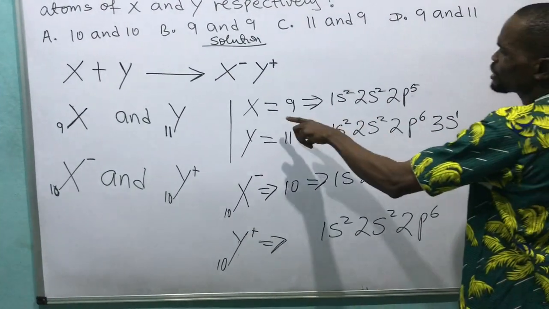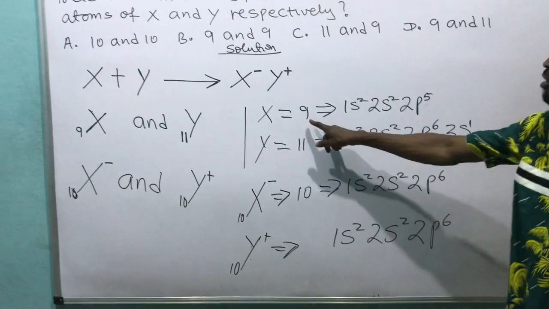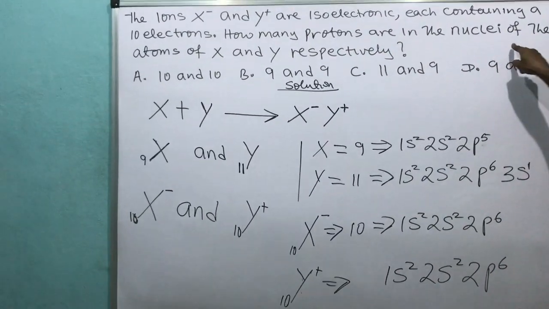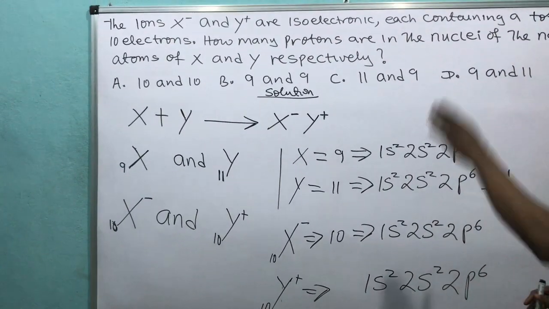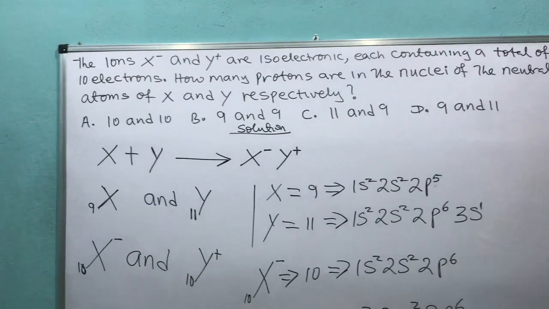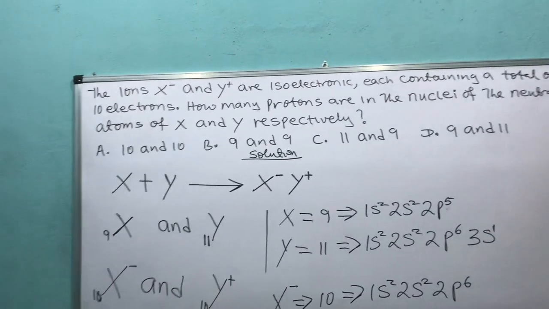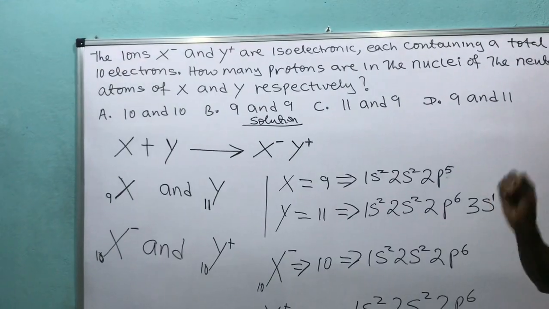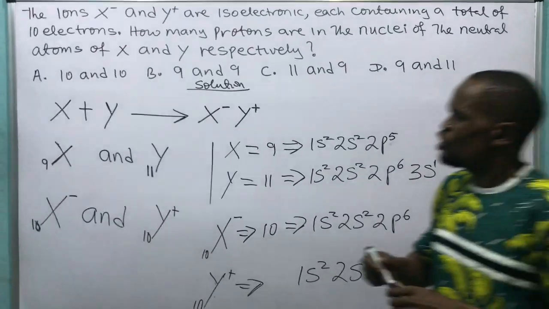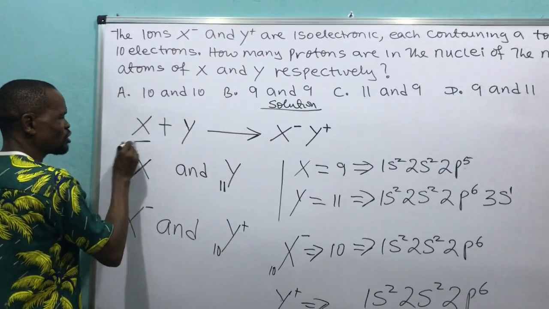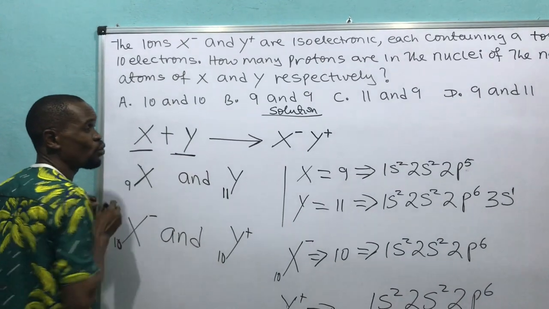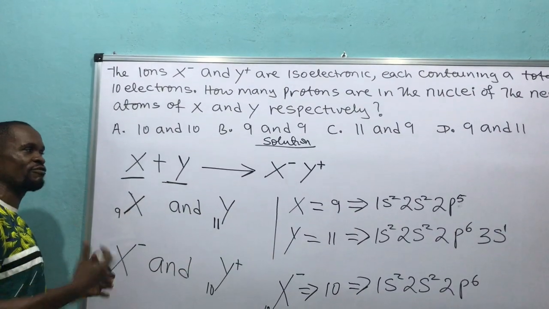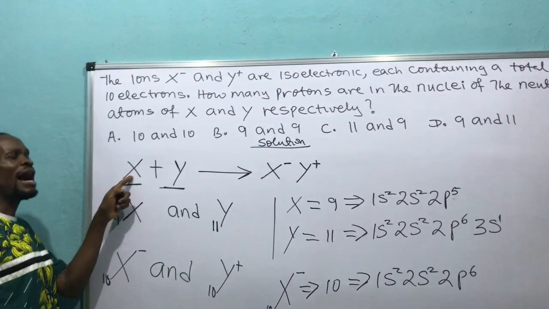Before the reaction, look at the number of electrons. Then what they ask me now is, how many protons are in the nuclei of the neutral atom? The atom is neutral before going into reaction. When we say an atom is neutral, it is when it doesn't go into any reaction. So this is the neutral atom of X and the neutral atom of Y. After the reaction, they are no more neutral, they have exchanged electrons.